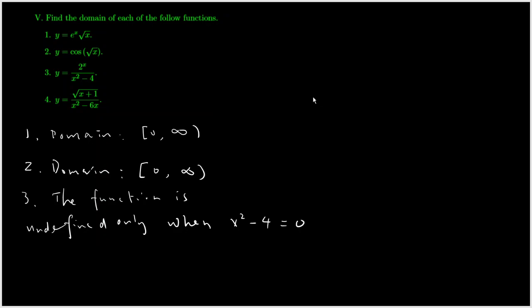Again, whenever you see the quotient of two things, the denominator cannot be 0. This will determine the domain of the function. So that makes sense? The function is undefined only when the denominator is equal to 0. Okay, at this point you need to solve the equation for x. So do not only guess.